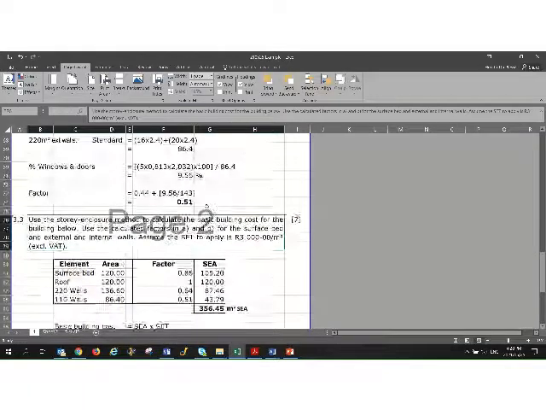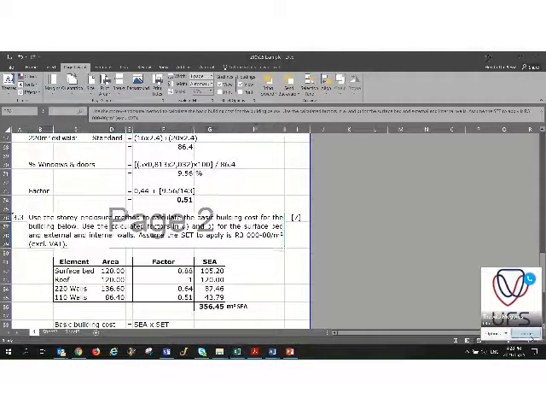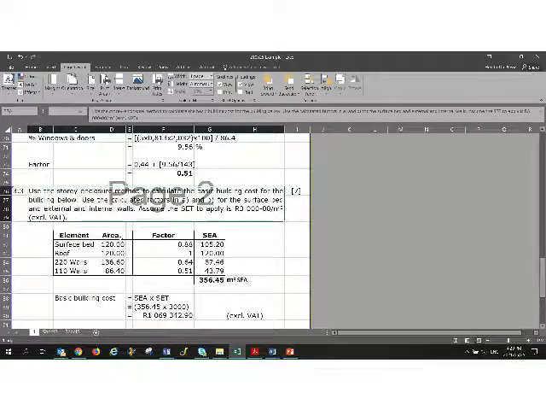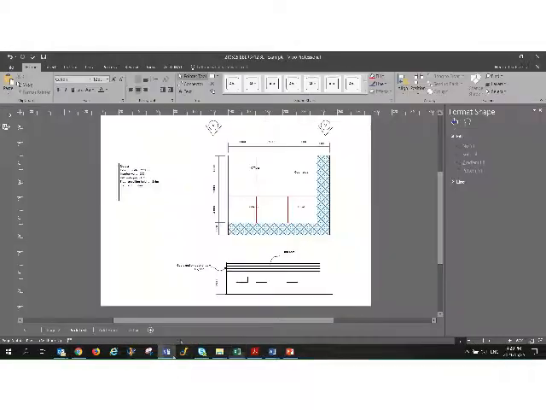And then we get to our third question, which is to use the story enclosure method to calculate the basic building cost for the building below. Use the calculated factors in A and B for the external and internal walls. Assume the story enclosure tariff to apply is 3,000 Rand per square meter, excluding VAT. So then you just calculate your surface bed area and your roof area. We've already calculated our wall area and internal wall area, and then we just apply our factors. Just remember, with our roofs, we've seen that it's an IBR roof according to the drawing, so we know it's a standard roof.